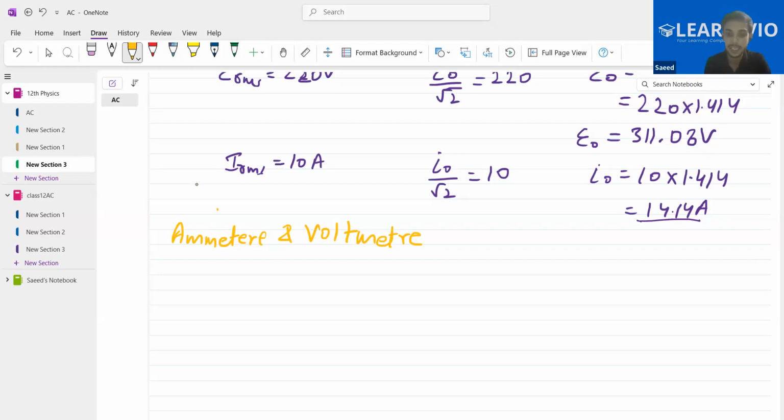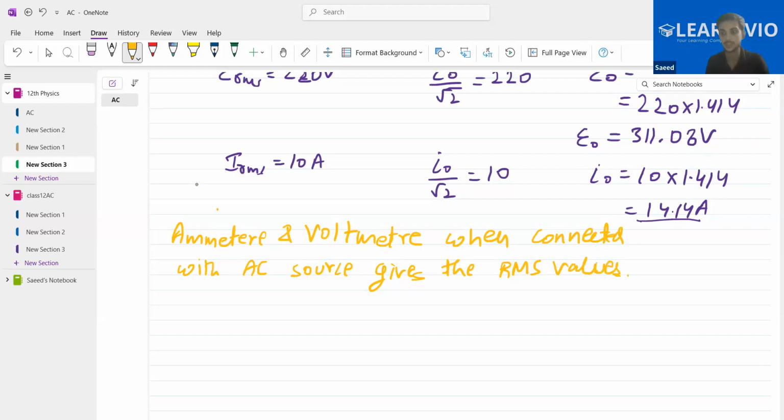So an ammeter and voltmeter, when connected with an AC source, give the RMS values. Remember this always: whenever you connect an ammeter or a voltmeter with the circuit, you get the RMS value of that particular circuit. Understood? This is one of the points here.